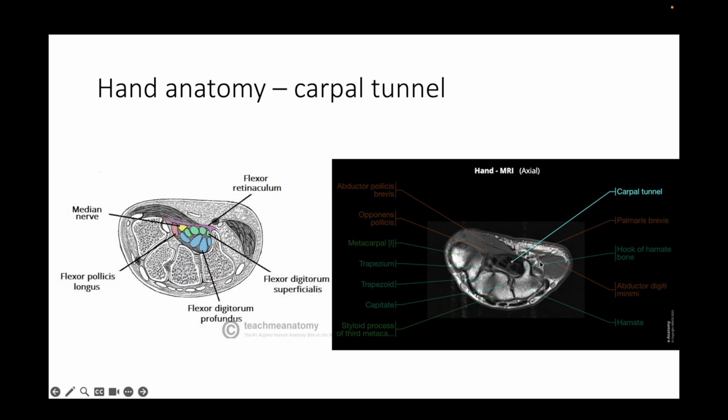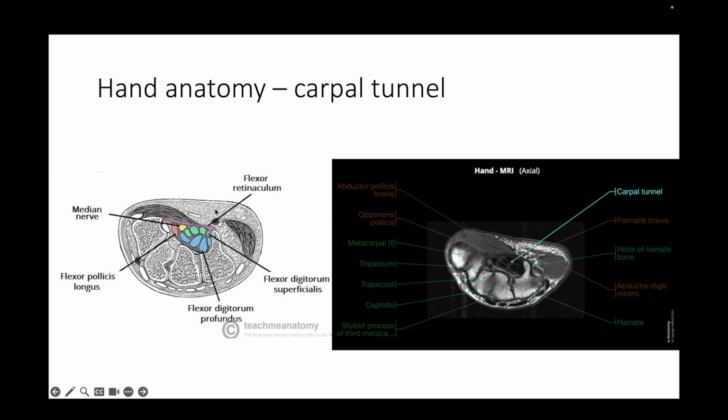This is an MRI of that same area. Remember, the hamate has this distinctive hook. You see the trapezium here, and you've got a ridge here, and that's where this black structure, the flexor retinaculum, attaches between the two. And then you've got your carpal tunnel structures, you've got your flexor digitorum superficialis tendons and your profundus tendons as well. And then you've got your flexor pollicis longus tendon towards here.